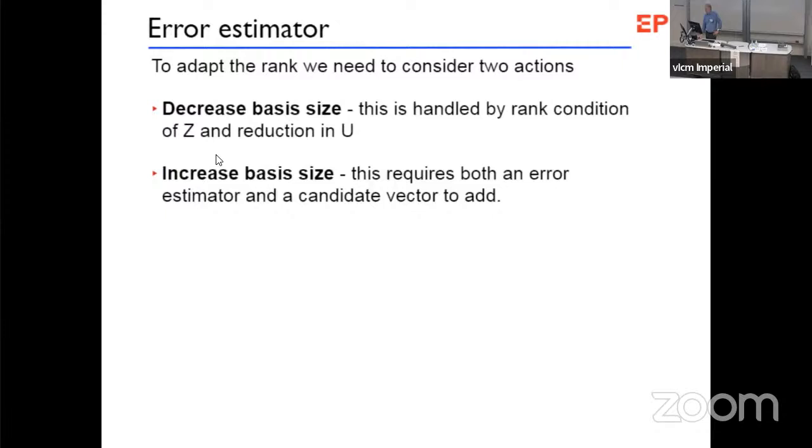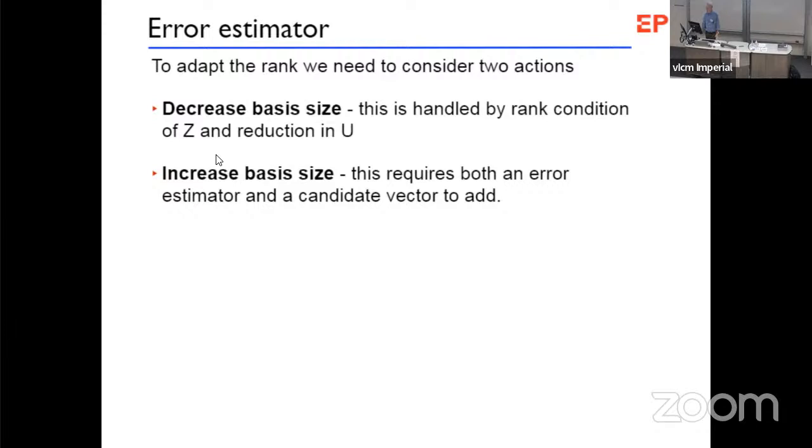Okay. Now the last thing is, can you not only evolve the basis but also change it with the problem? Now how do you decrease it? Well, that's pretty simple, because if the rank condition of the set indicates that you are over resolved, you can just reduce the size of the problem. So that's not so hard. The hard part is if the error indicator tells you that you are under resolved. Then what do you do? The key problem is how do you enrich the basis? How do you find the vector to add on the fly?